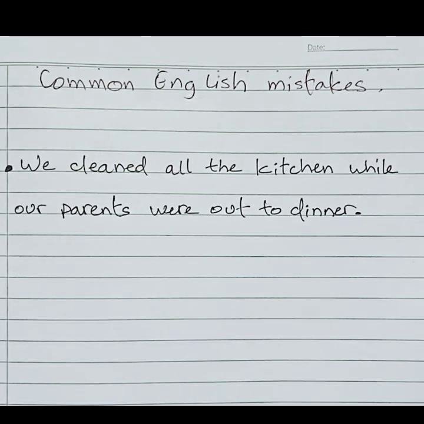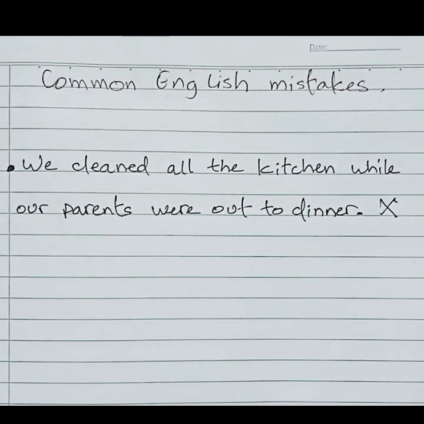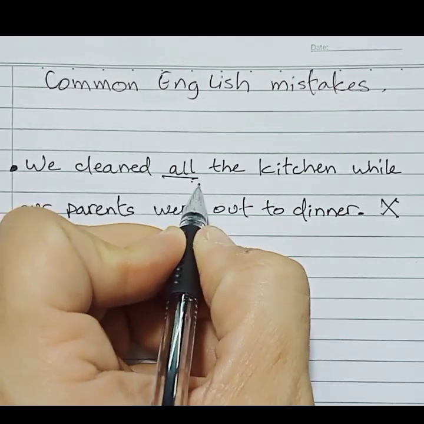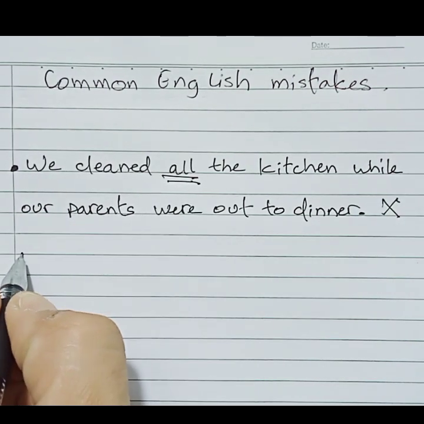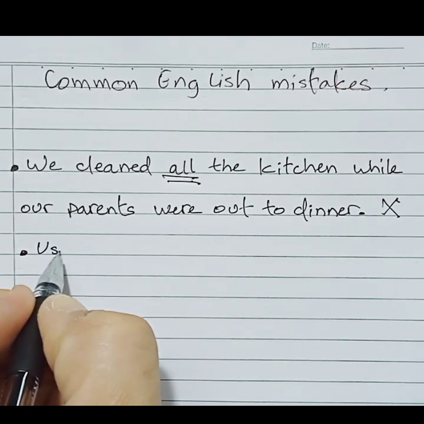Can you spot the mistake here? We cleaned all the kitchen while our parents were out to dinner. This is wrong. Guess what? The mistake is all. We cleaned all the kitchen. So some changes must be done on this sentence, whether we change all or we change the kitchen.